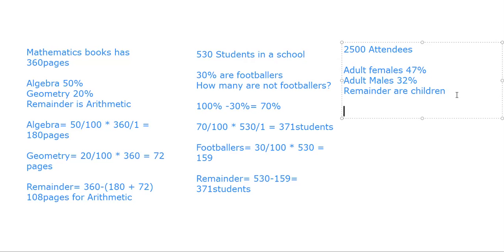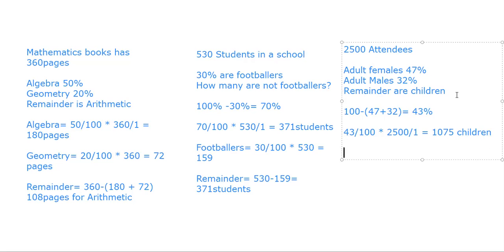So again, we have different ways of working this out. So we can work out the percentages. 100 is the total. 100 minus 47 for female, plus 32 for male. The remainder would be 43%. And then we can say, well, let's work out the 43%. 43 over 100 multiplied by the total 2500 over 1, which would be equal to 1075 children.